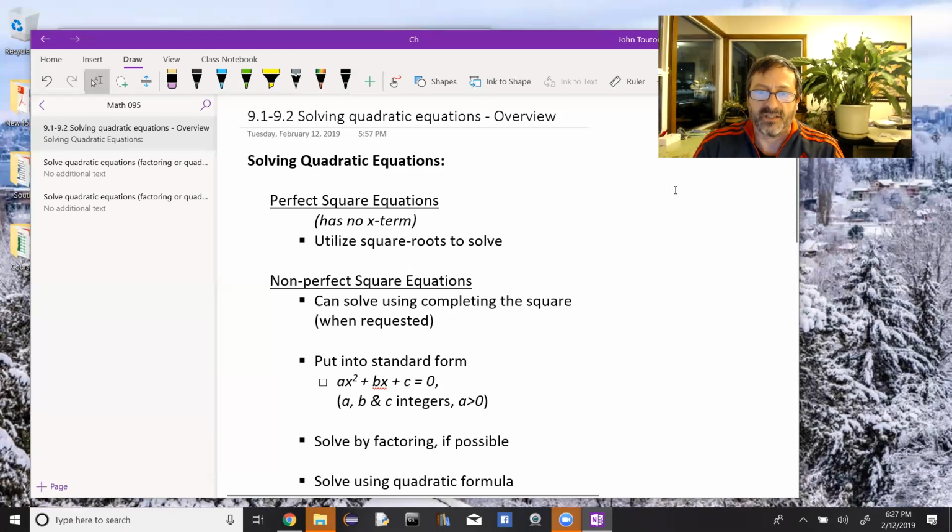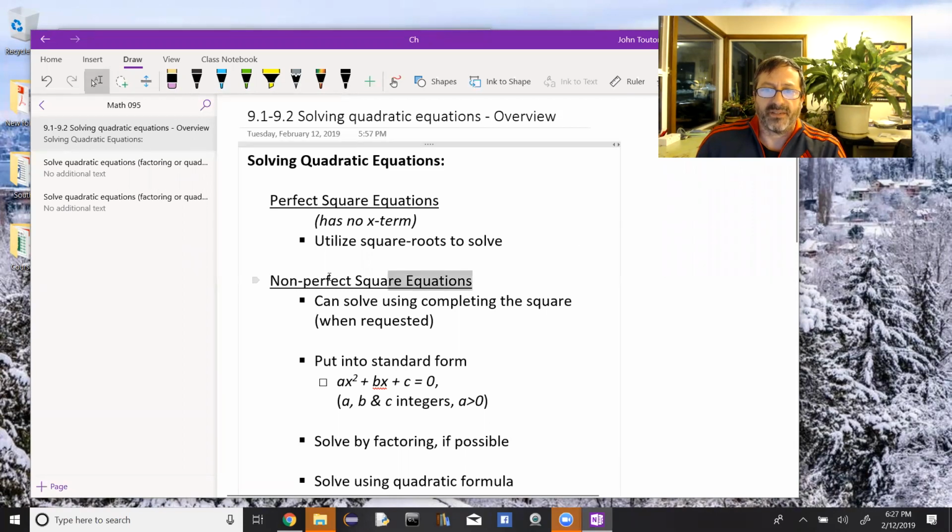Non-perfect square equations will have an x squared term and an x term, and we can solve those as we saw in the previous section 9.1 by completing the square. So we will do this when it's requested or when we feel like it's easier to use that method than these other methods that I'm going to get into now.